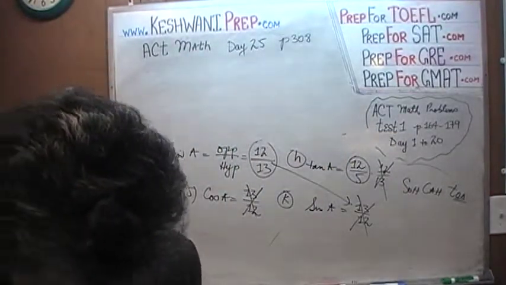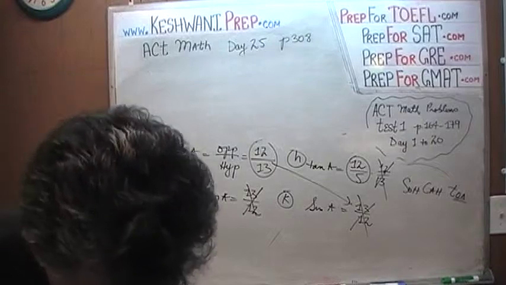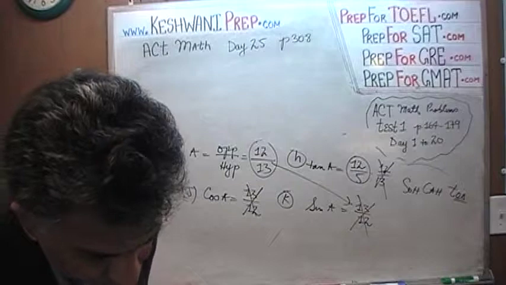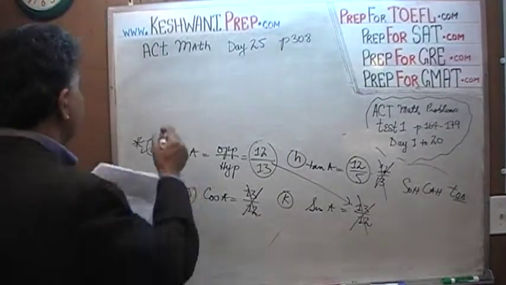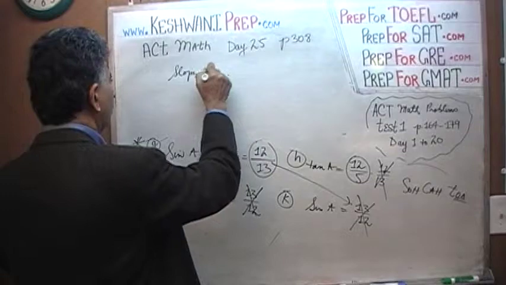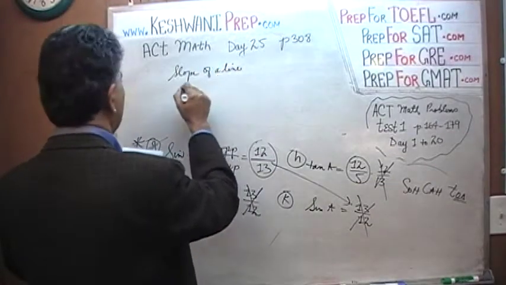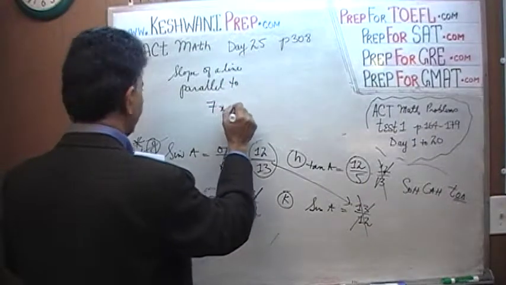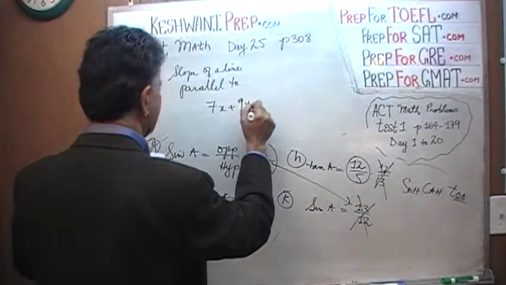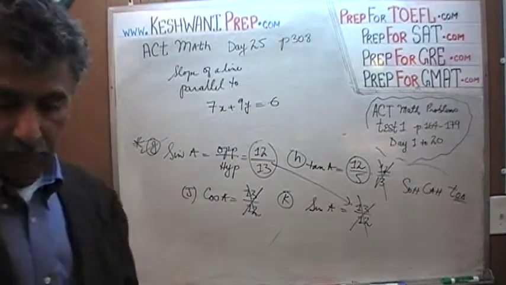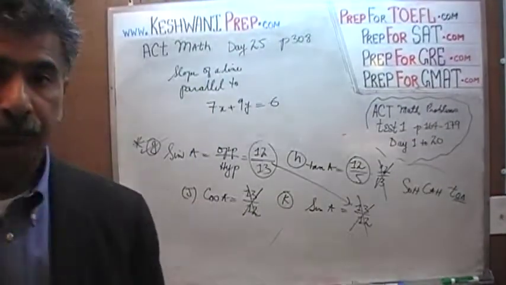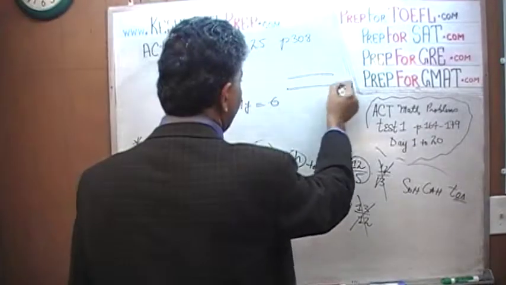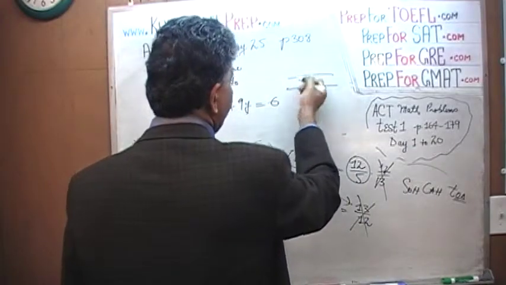In number 21, what is the slope of a line that is parallel to this line? Okay, slope of a line parallel to 7x plus 9y equals 6. Well, if the lines are parallel, of course they have equal slope. So if you can figure out the slope of this line, the slope of the line that is parallel to it is going to be the same slope. These two lines, if they are parallel, they have the same slope.